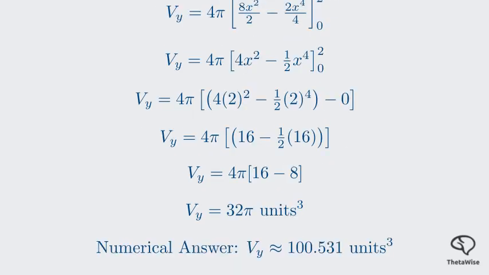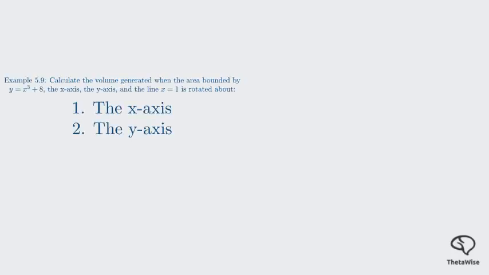Numerically, this is approximately 100.531 units cubed. As you can see, the volume of revolution around the y-axis is very different from the volume of revolution around the x-axis for this shape. Let's work through our final example, which involves a volume bounded by 4 different elements. We need to find the volume when the area bounded by the curve y equals x cubed plus a.